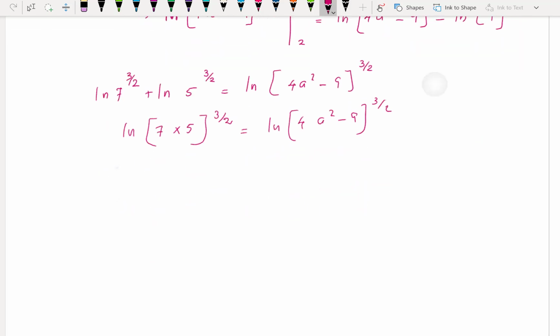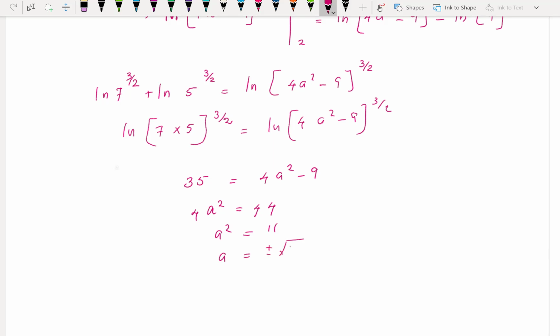Right. So at this stage, let us take everything to the power e. So ln will get cancelled with e. So what we have is 35 is going to be equal to 4a square minus 9. Okay. Now from that, 4a square is 44. a square is 11, a is plus or minus root 11.